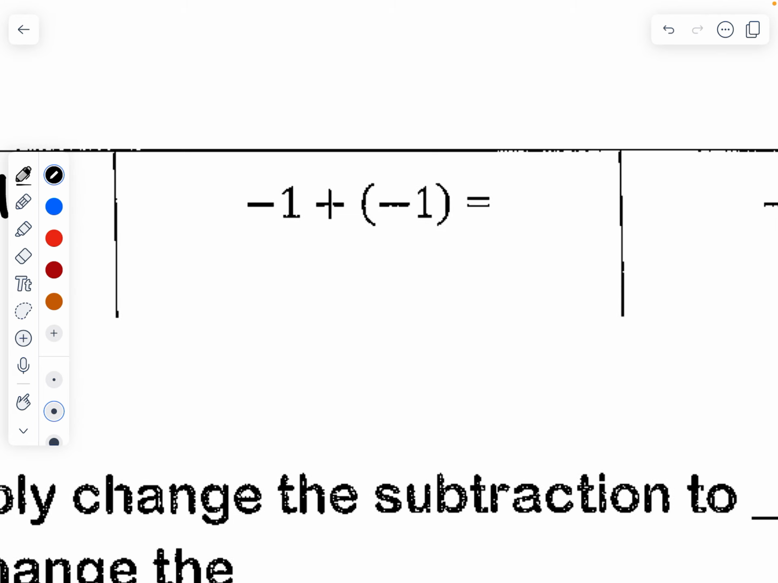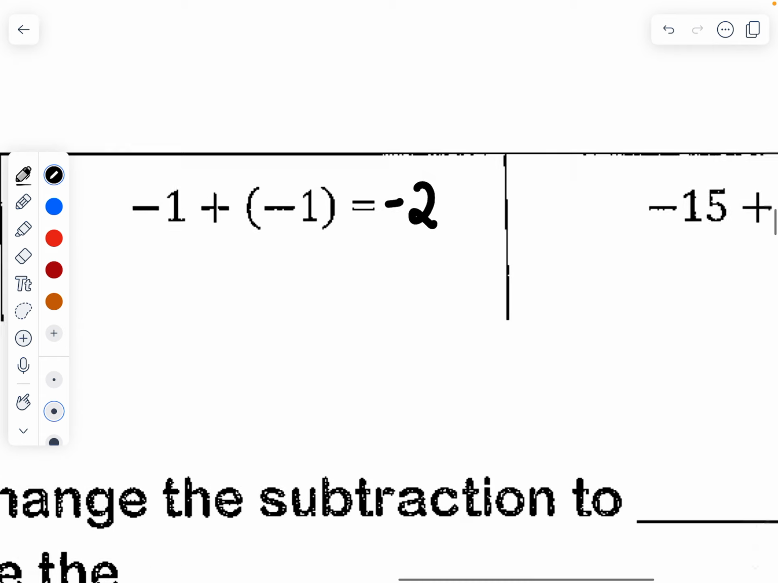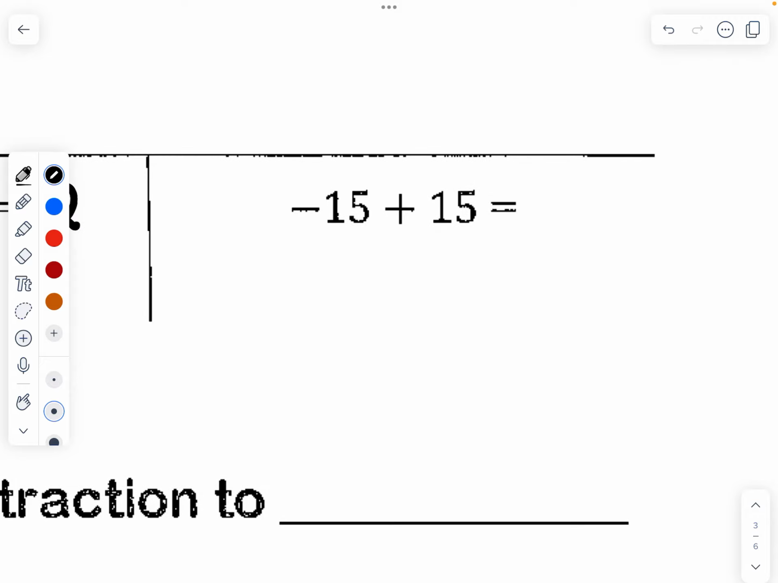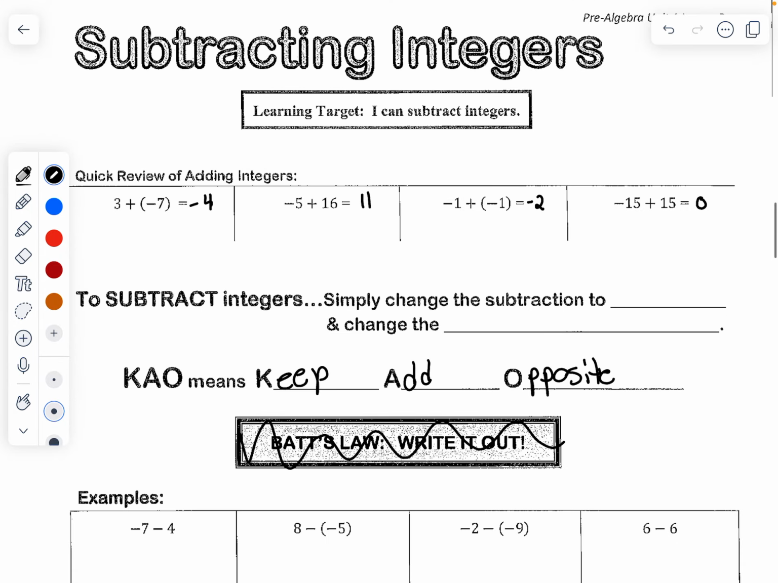These are the same signs, so we'll add them together. 1 plus 1 is 2, and just keep the sign as a negative. And these two are opposites, negative 15 plus 15. Opposites are always going to be 0. And if you subtract them, 15 minus 15 is 0.